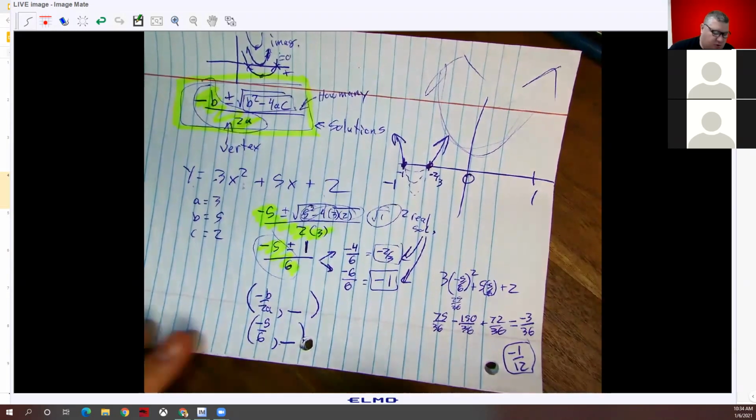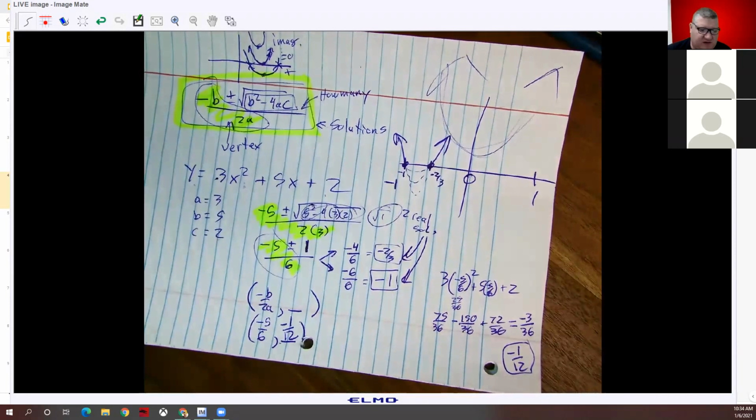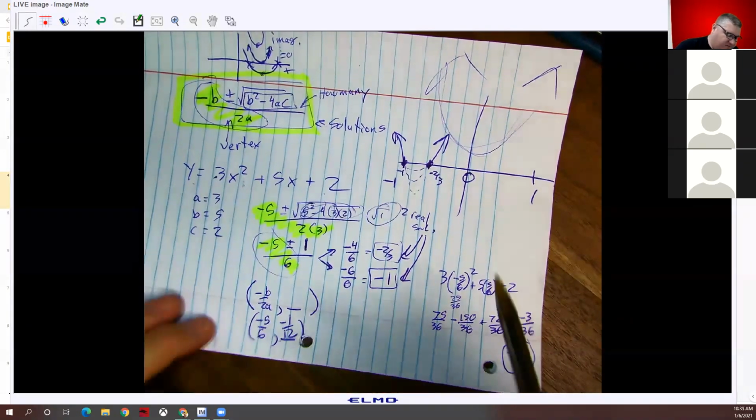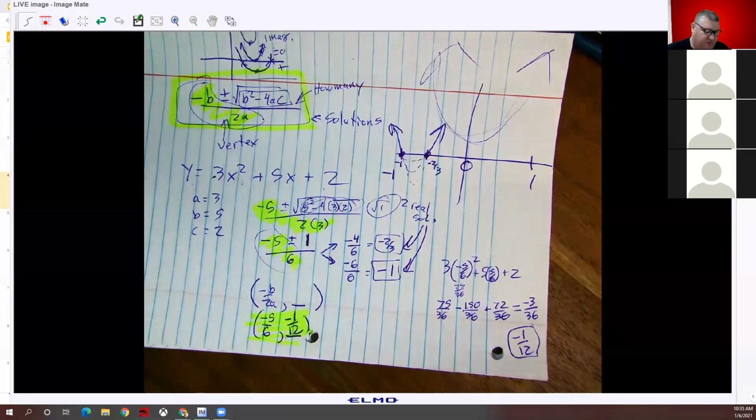Yes, you could have put it in your calculator. However, if you put it in your calculator, how many of you would have recognized the decimal that goes with negative 1/12? Probably not many. So our vertex is negative 5/6, negative 1/12.